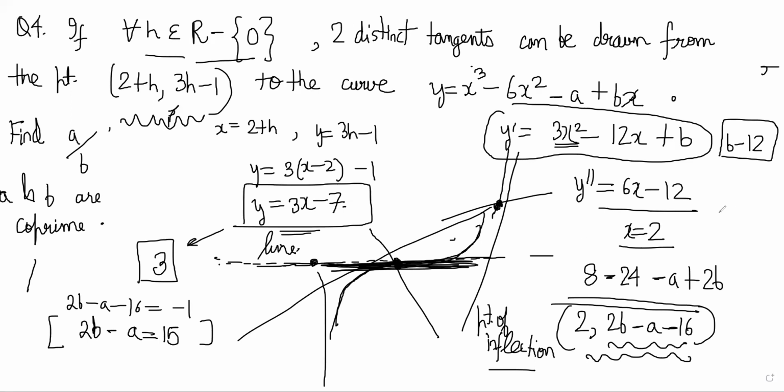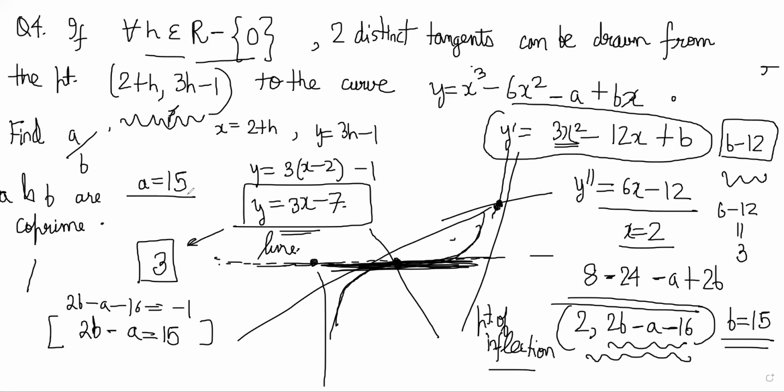And the slope of the tangent here was b minus 12. The slope of the line itself was 3. So b minus 12 should be equal to 3. So b should be equal to 15, right? And if b is 15, you get 30 minus a. A is also 15.